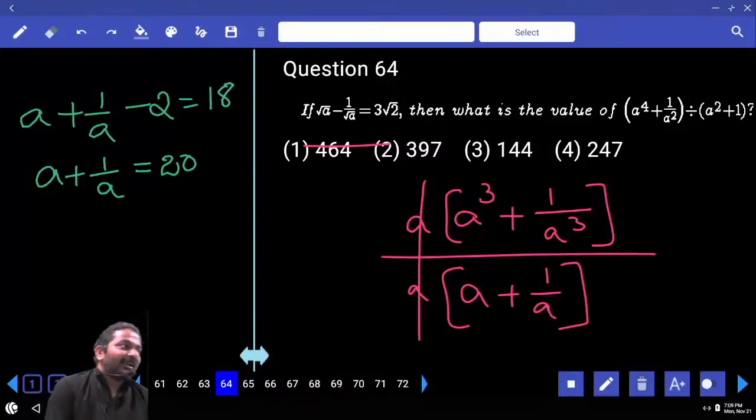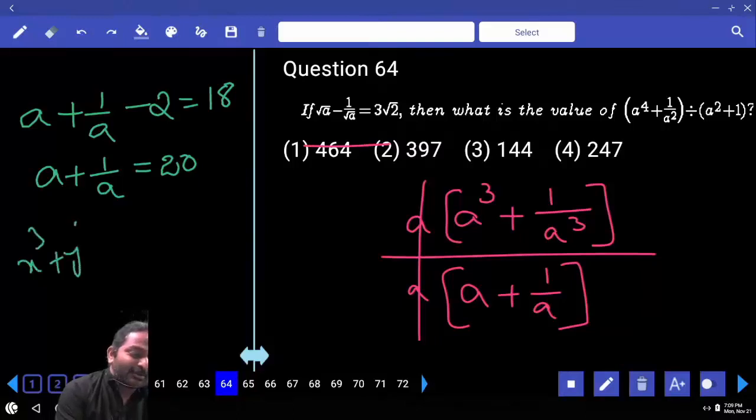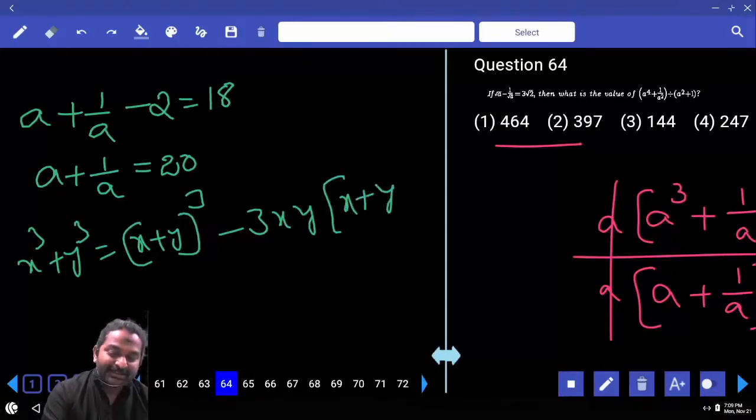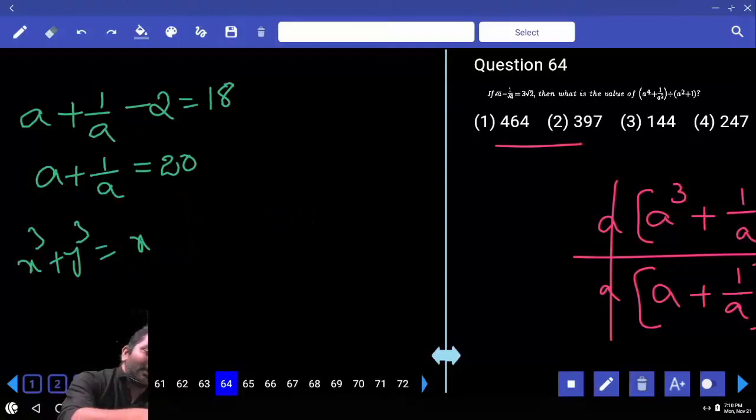And what is that? x plus y whole cube minus 3xy into x plus y. That is x cube plus y cube. Can I write it as x plus y whole cube minus 3xy into x plus y? Yes. And in place of x we have a, and in place of y we have 1 by a. That's it. Tell me, x plus y whole cube is a plus 1 by a whole cube.